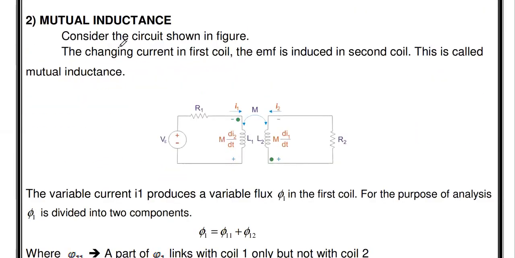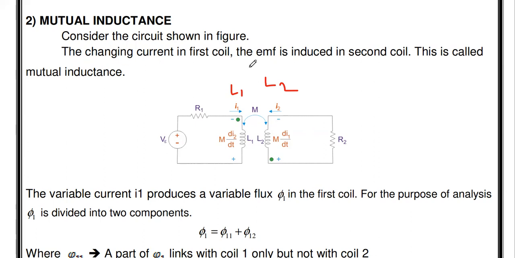But mutual inductance, consider this circuit. In the circuit you see this is the inductor L1, this is the inductor L2. Here the two inductors are placed very close together. There is no direct connection between this circuit and this circuit, but these two coils are very near. Because of placing these two coils very near, some mutual inductance is developed between coil 1 and coil 2. That is said to be the mutual inductance. So we will explain this mutual inductance.